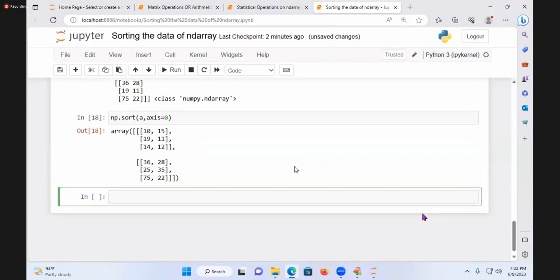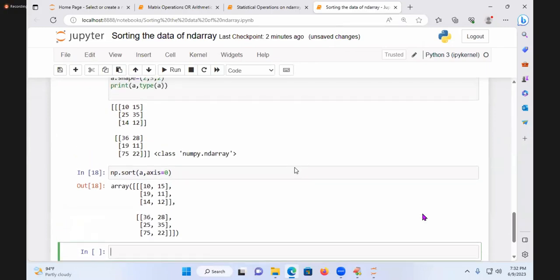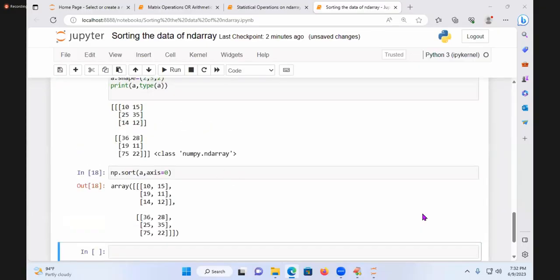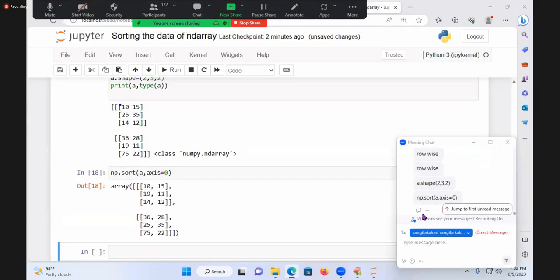Space down. So here you observe it. What is happening now? Is this one going to be right or not? Because this is in one matrix only, that data will be sorted. 10, 19. Come on, order it. 10, 19, 14, 36, 75 like that.